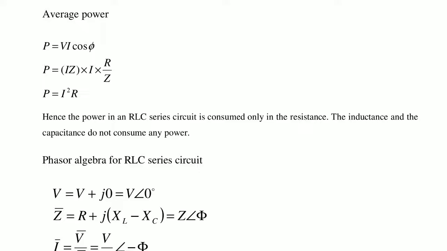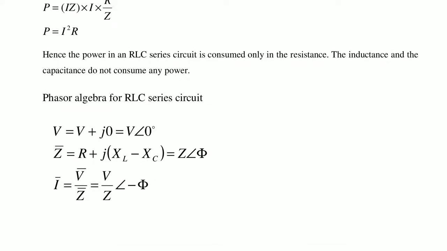V, we have already seen, what is the equation? V is equal to I into Z. I is the current, and cos phi is the power factor, so power is equal to I square R. Hence the power in all RLC circuits is consumed only in the resistance. Whatever circuit you take, the power is consumed only in the resistance. The inductance and the capacitance do not consume any power.